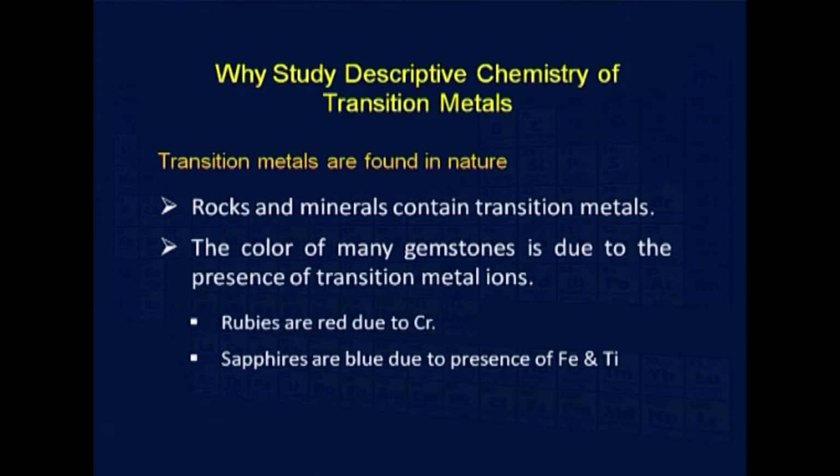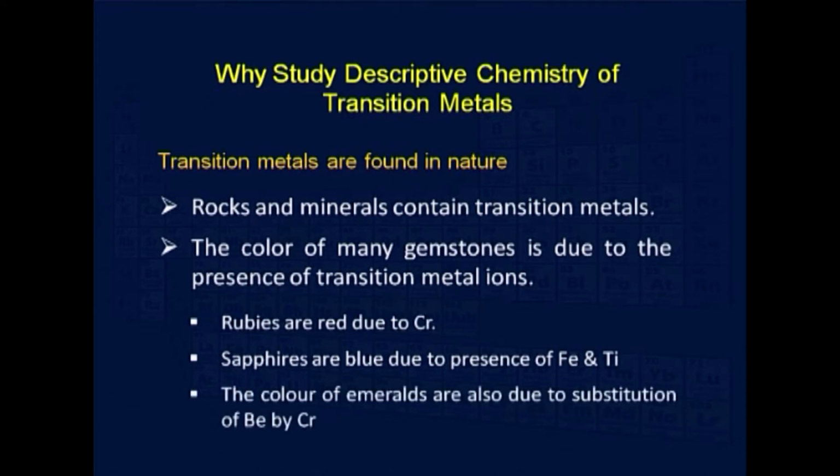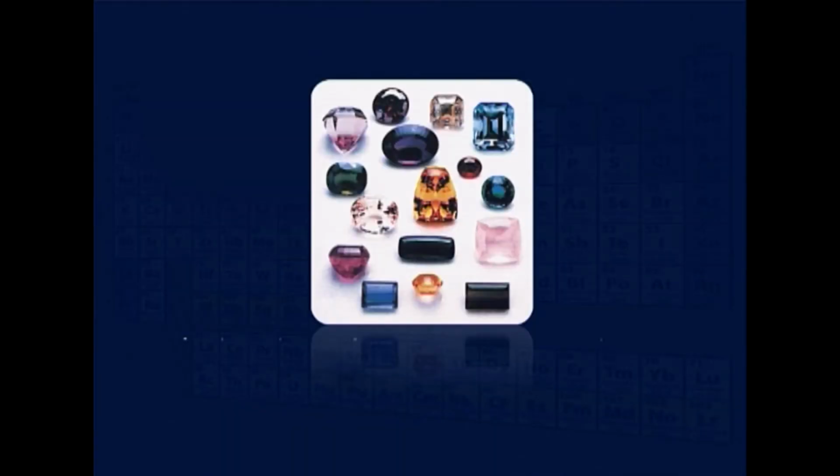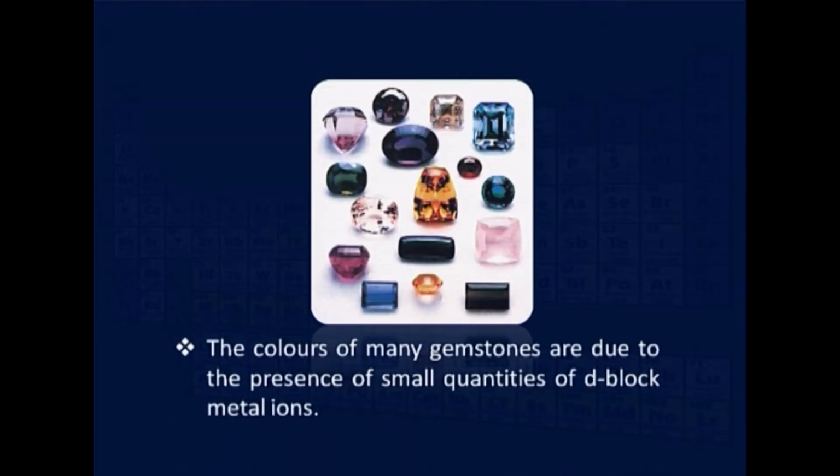Sapphires are blue due to the presence of iron and titanium, and the color of emeralds is due to substitution of beryllium in its structure by chromium. This slide shows you the different gemstones, and you will see that the beautiful color of the gemstones, which are parts of some of the ornaments also, is due to the presence of transition elements. So, whenever you now see a gemstone, please do not forget to recall the transition elements.